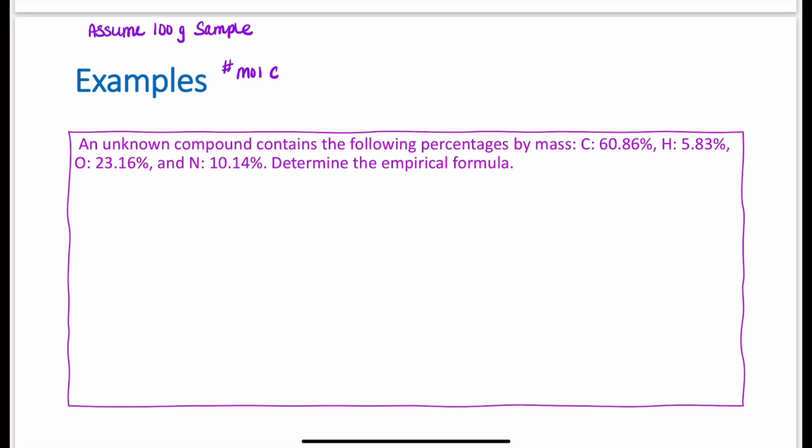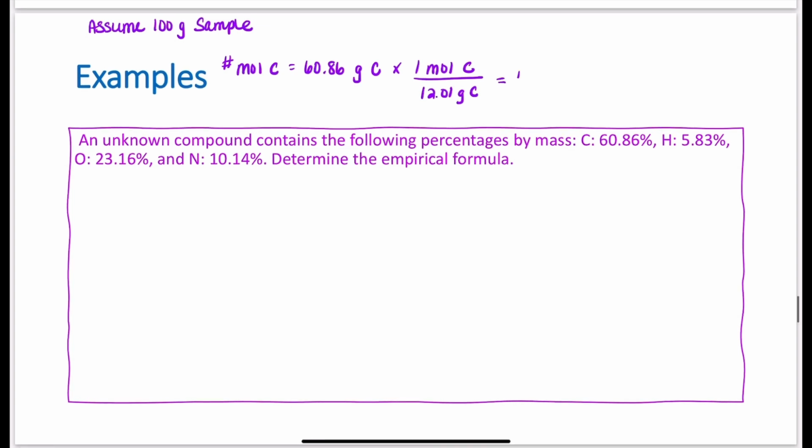So my number of moles of carbon: 60.86 grams of carbon, with one mole of carbon to 12.01 grams of carbon, gives me 5.07 moles of carbon. Let's see, what's next? Hydrogen.